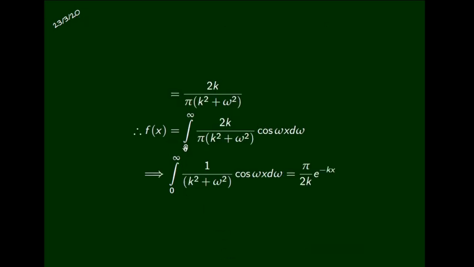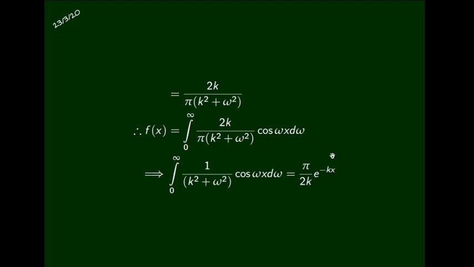So f of x can be written as integral 0 to infinity 2k divided by pi into k square plus omega square, cos omega x d omega. Now we make the constant 2k by pi outside and rearrange the terms, so we get integral 0 to infinity cos omega x d omega by k square plus omega square is equal to, this pi goes to the numerator, 2k goes to the denominator, pi by 2k into e raised to minus kx. That means the Fourier cosine integral representation of e raised to minus kx is nothing but pi by 2k into that function itself.